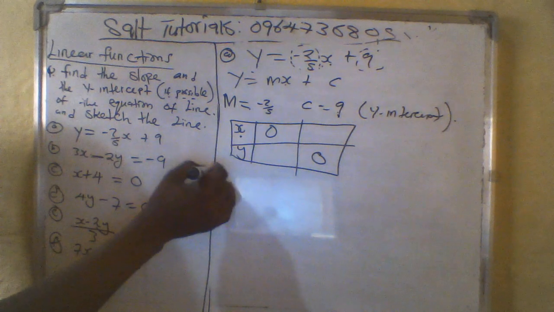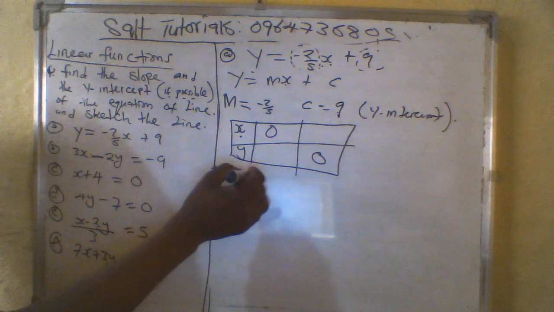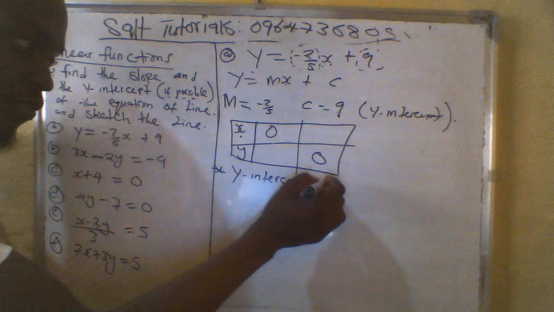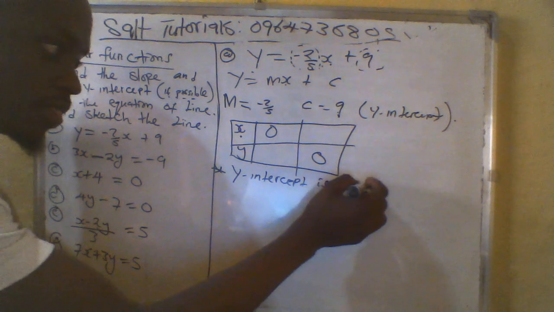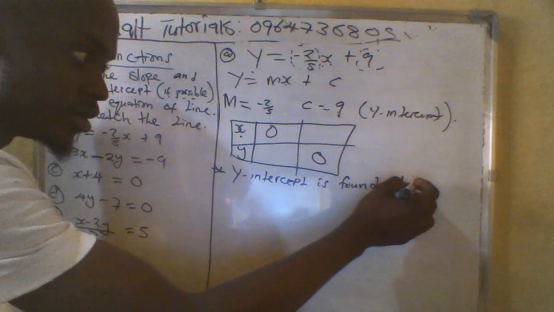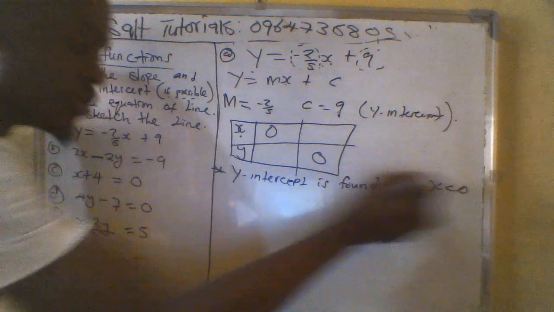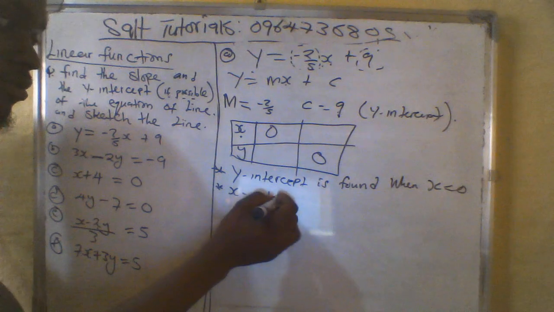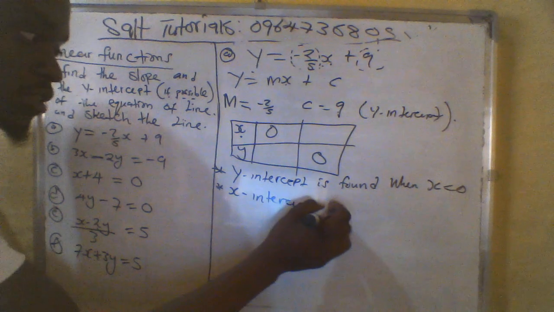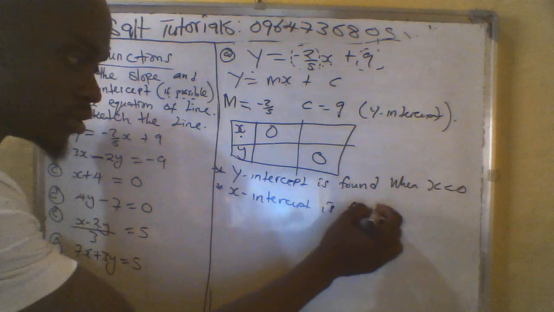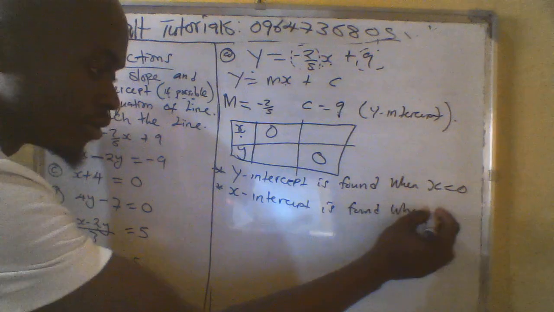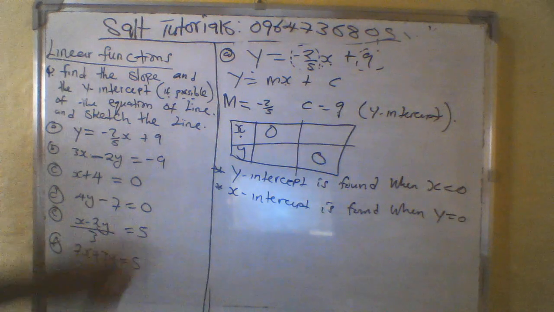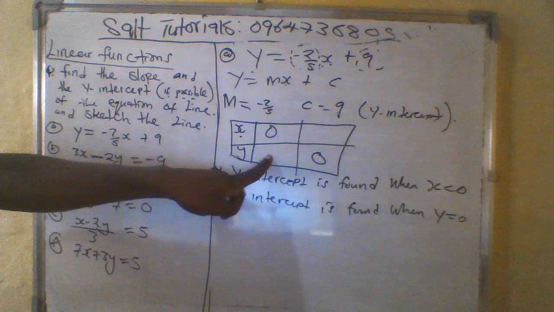So this is the point you have to understand, that the y-intercept is formed when x is equal to 0, and the x-intercept is found when y is equal to 0. As simple as that. So when x is 0, I'll have the y-intercept.